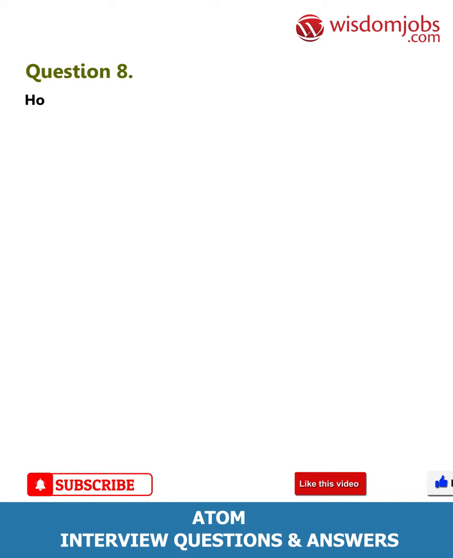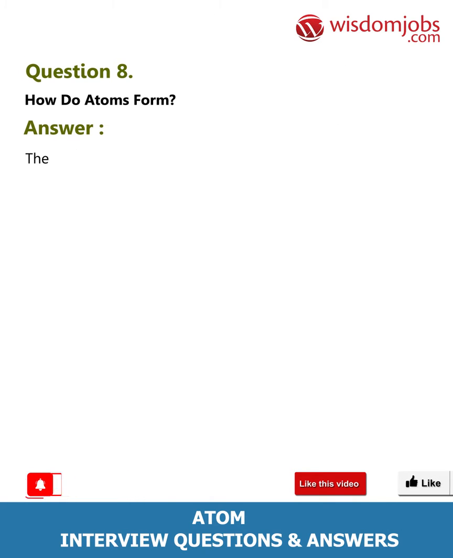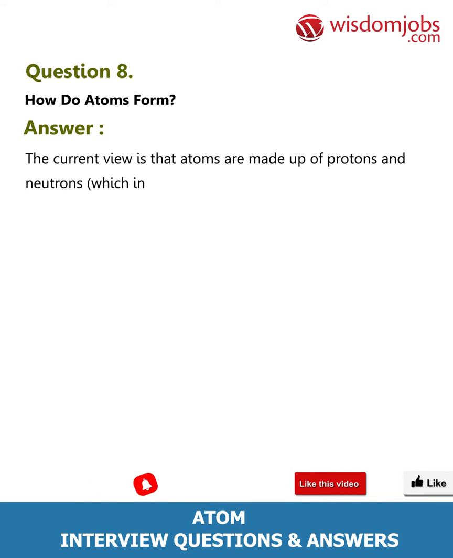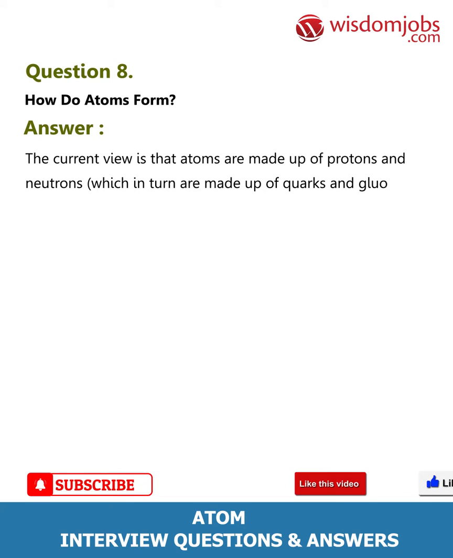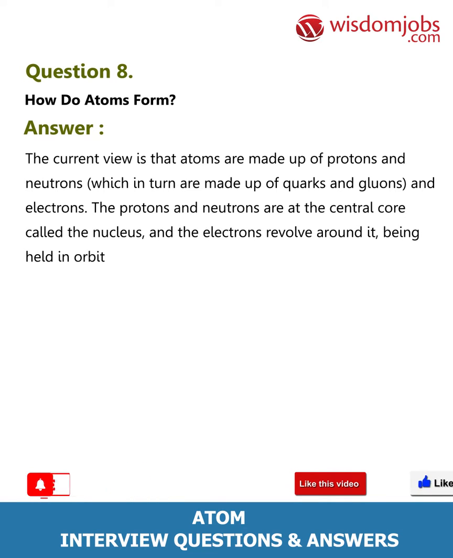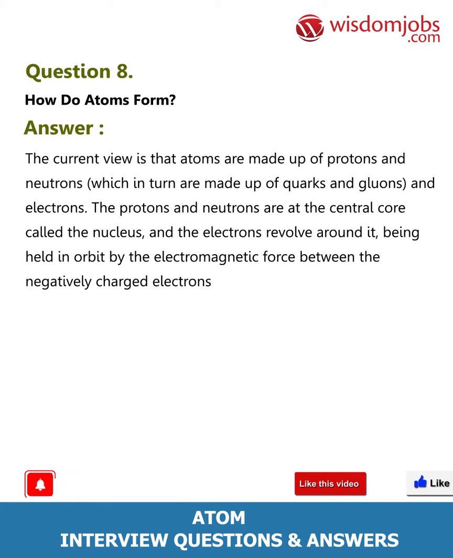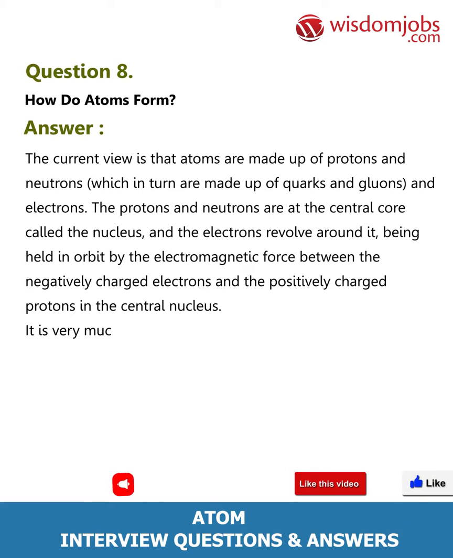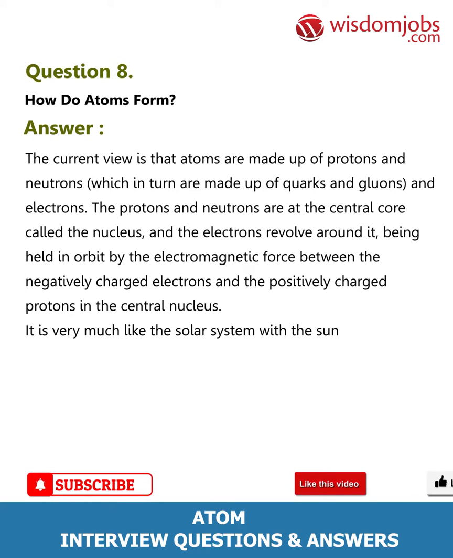Question 8. How do atoms form? Answer. The current view is that atoms are made up of protons and neutrons, which in turn are made up of quarks and gluons, and electrons. The protons and neutrons are at the central core called the nucleus, and the electrons revolve around it, being held in orbit by the electromagnetic force between the negatively charged electrons and the positively charged protons in the central nucleus. It is very much like the solar system with the sun at the center and the planets revolving around it.